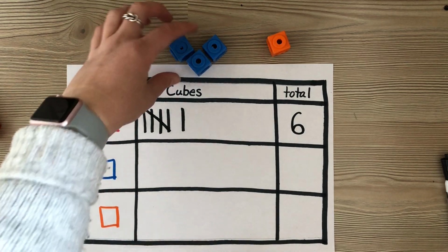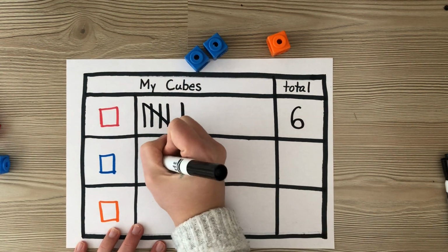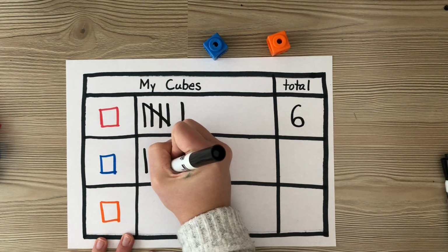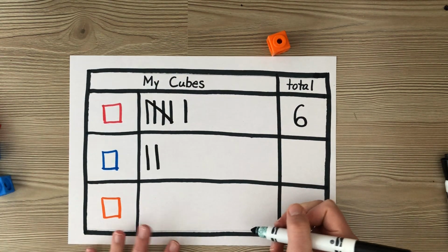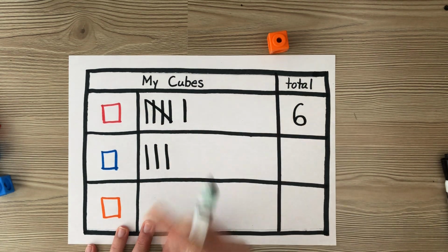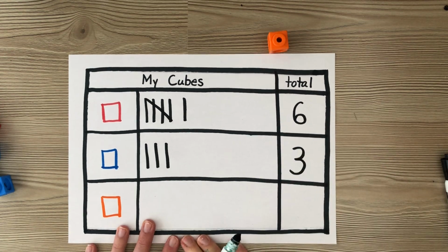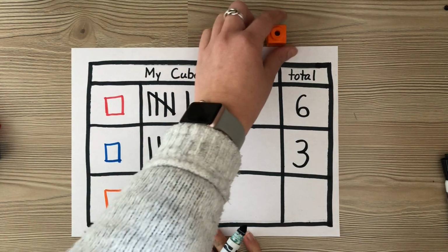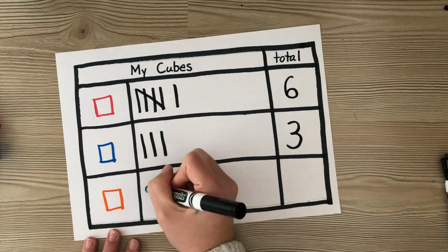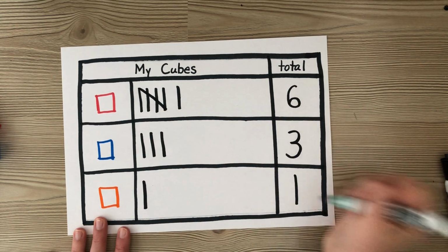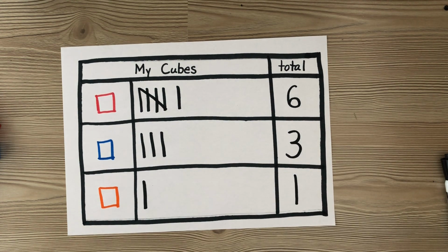Now I'm going to do my blue ones. 1, 2, 3. 3 blue cubes. And how many orange cubes are left? 1 orange cube. So, boys and girls, it is as simple as that. Now I have a tally chart about my cubes.